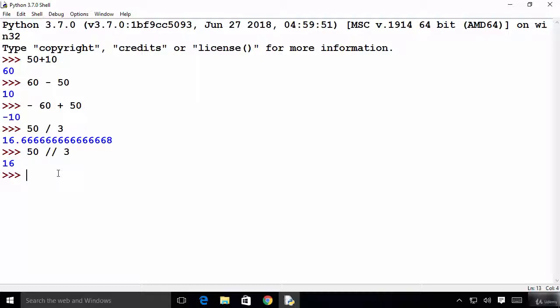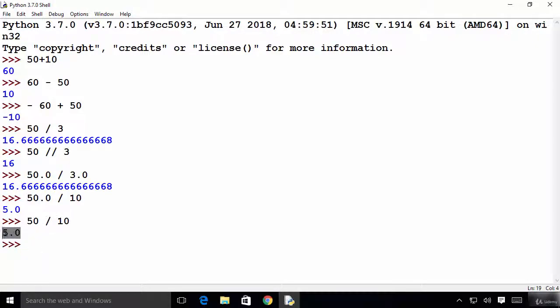Now it's also possible to divide two decimal values. Decimal values in Python and most other languages are called float values. So here, instead of 50, I can just write 50.0 divided by 3.0, which is also valid. Or I can write 50.0 divided by 10 and then press enter, which gives me 5.0. And when I write the integer, which is 50 divided by 10, it will also give me this value, which is 5.0.